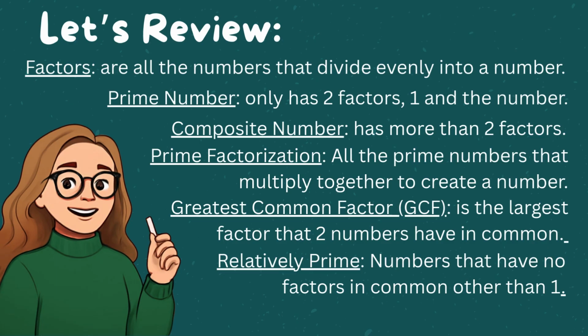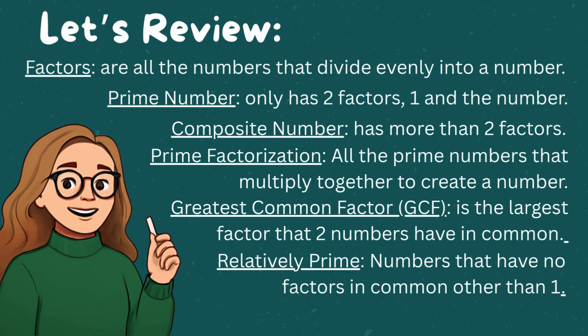What's an example of a prime number? If you said 3, 5, 7, 11, there's a lot of numbers that are prime. Now, prime factorization is when you list all the prime numbers that multiply together to create a number.